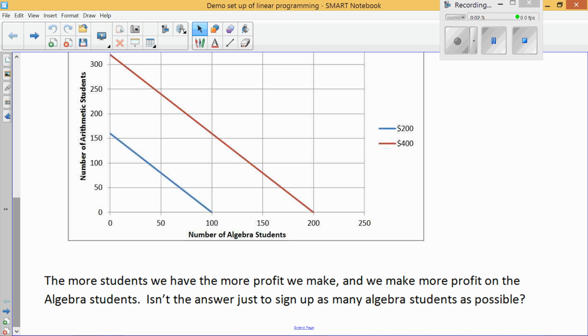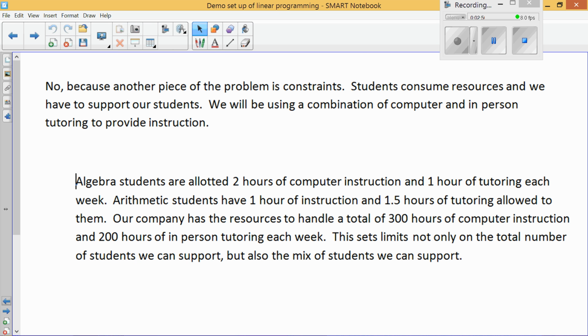So the more students we have, the more profit we make, and we make more profit on the algebra students. Isn't the answer just to sign up as many algebra students as possible if we're trying to maximize profit? Well, no, because there's more to the problem than I've told you so far. The other part of the problem is constraints. These are the constraints on our business. What are our limitations to what we can offer?